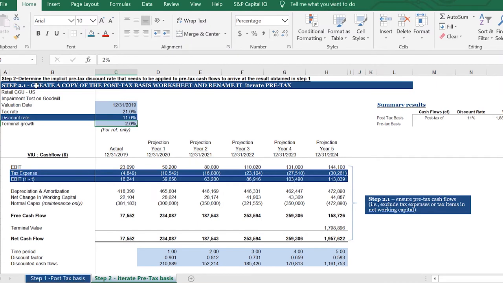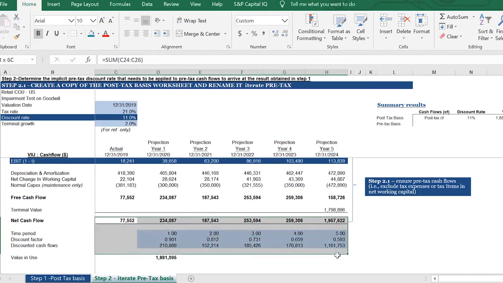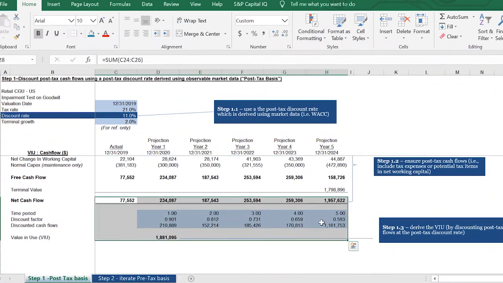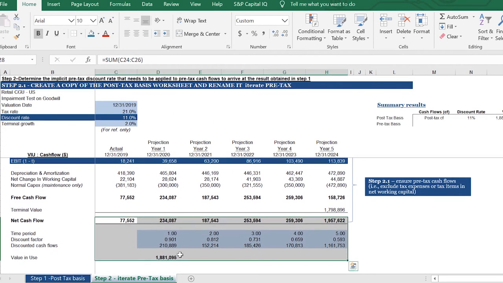Step 2.1, create a copy of the post-tax basis worksheet and rename it Iterate Pre-Tax. I've already done that here for you. As you can see, the calculations here are the same as here. So I've taken my post-tax calculation and I've copied it onto a new worksheet.